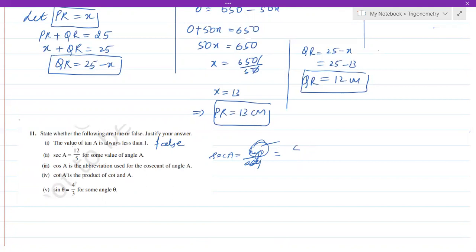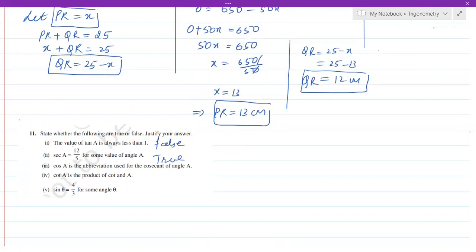The hypotenuse should be greater. But if they had given it like this, 5 by 12, that is not possible. Because secant is defined as hypotenuse by adjacent, here hypotenuse will become 5 and adjacent is 12. That is wrong because the hypotenuse should always be the greater one. So 5 by 12 is not correct, but 12 by 5 is correct. True.